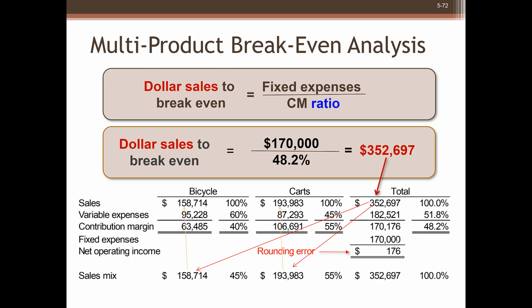Well, theoretically, net operating income should be 0 because this is a break-even point. However, because the total contribution margin ratio we calculated in the beginning, 48.2%, is a rounded number, we do have a rounding error of $176. This should be 0.